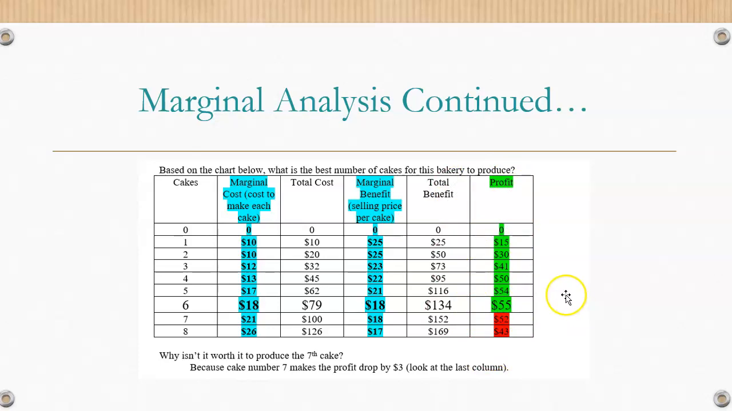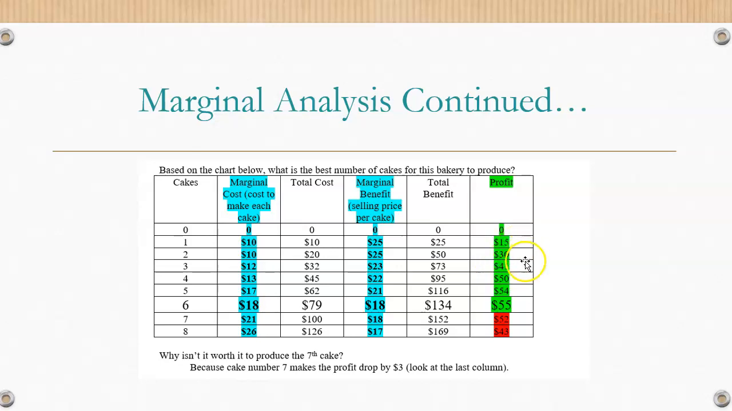So if you look at this bakery, we have a question here that says, why isn't it worth it to produce the 7th cake? Because look at what happens to the profits. Now the profits keep growing. The first cake is selling for $25. The cost is $10. This bakery is netting $15. That's the profit from the first one. The second one is similar, but notice that the third one, it's not anymore. Because the actual price had to go down at a time when the cost per cake went up, now they are actually netting less.